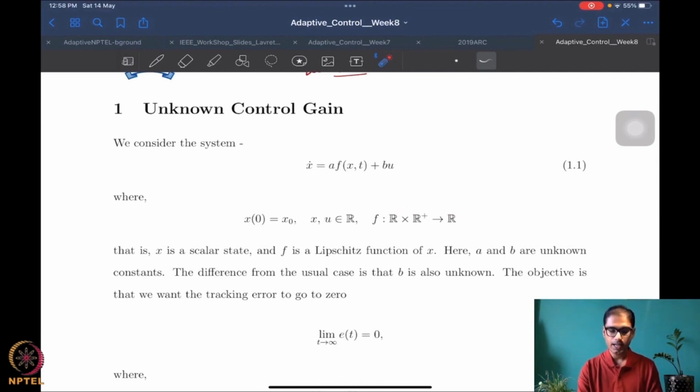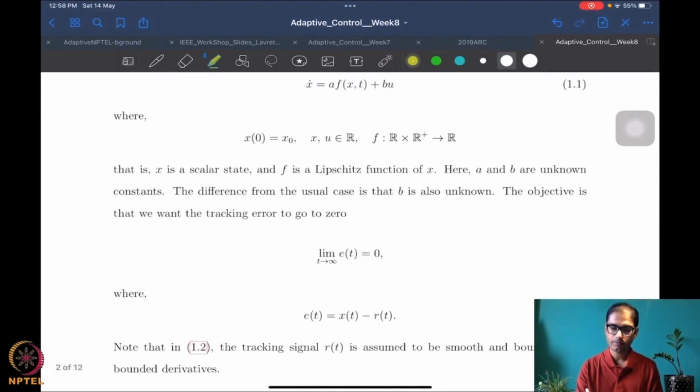Here the important thing to remember is that both a and b are unknown constants. In this case, there is an unknown connected to the state, which is what we have been seeing until now, but there is also an unknown which is connected with the control. All right, so this is new. And so then the question is, can we solve the same problem?